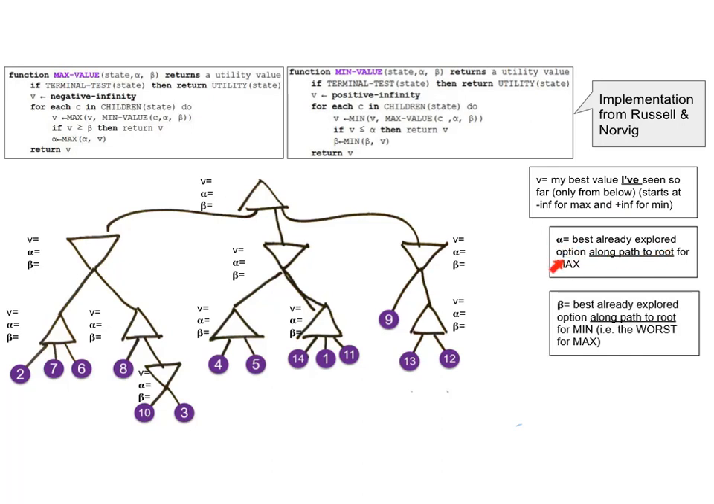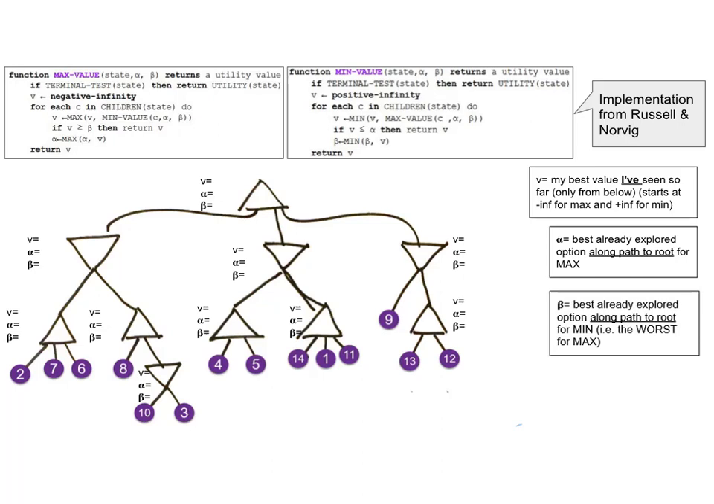Alpha, in contrast, is the best I've already explored along the path to the root. Alpha is passed down as a parameter, and then I can update alpha myself and pass it up as I learn more. And similarly, beta is the best we've seen from the root.